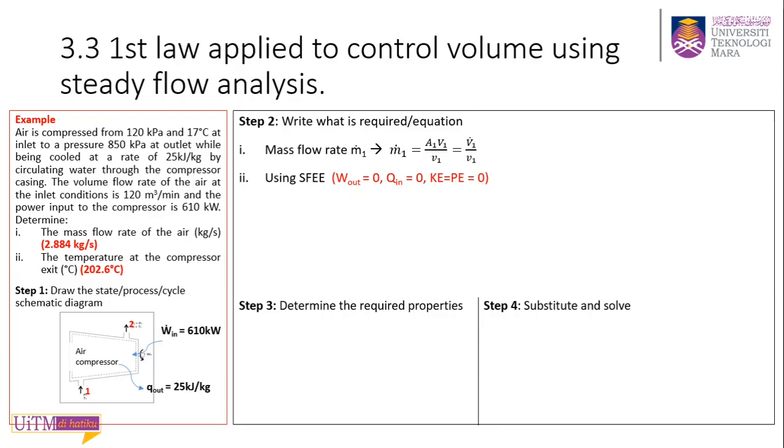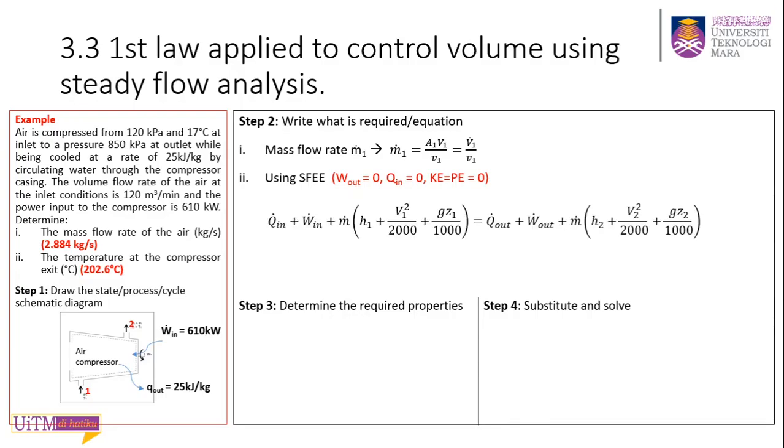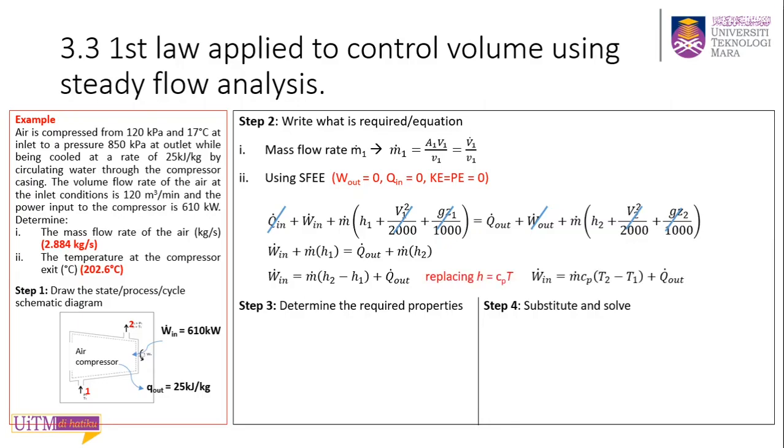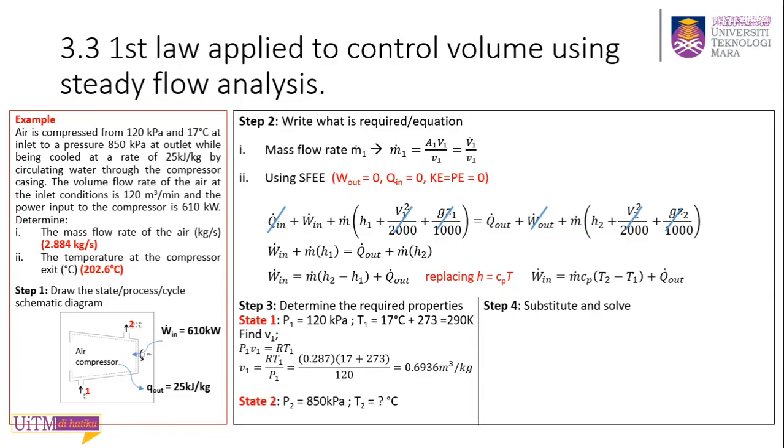Start with writing the general equation, then cancel the terms based on the conditions, and rearrange the equation in the form of work input. Now, since the substance is a gas, h must be replaced with CpT in the equation. For step 3, using the related ideal gas equations, determine the required properties at state 1 and also state 2. And for step 4, substitute the required values and solve for the question.